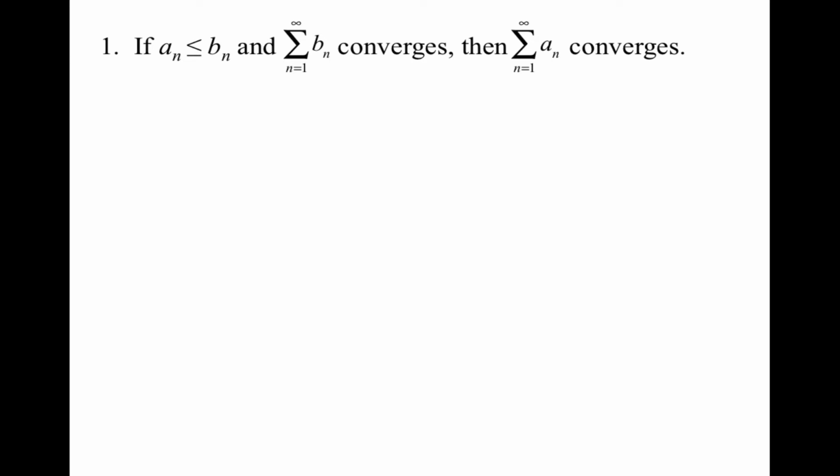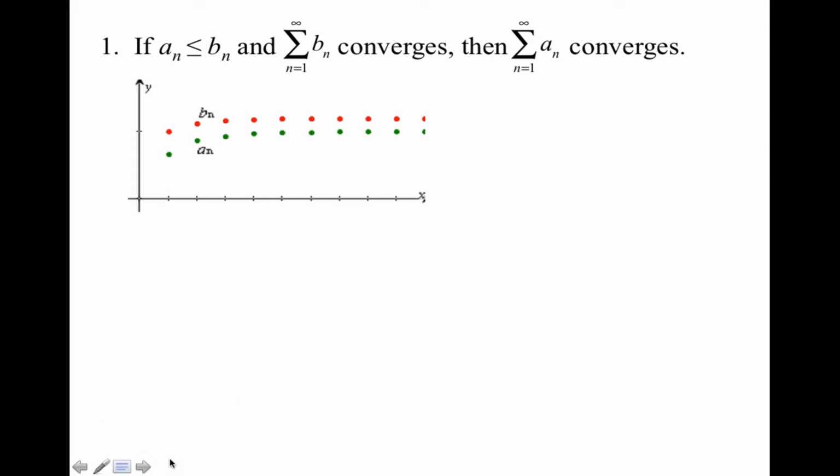So, if A sub n is less than or equal to B sub n, and the series of B sub n converges, then we say the series A sub n also converges. So graphically, this is what this is talking about. You have A sub n as the smaller sequence than B sub n. And if B sub n is converging, it basically forces A sub n to also converge.